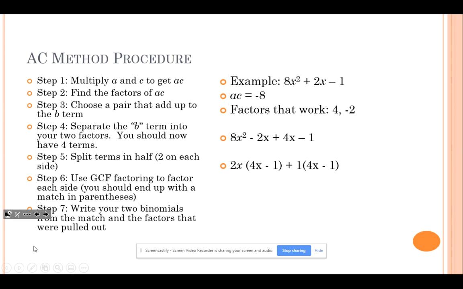At this point, I'm going to write my two binomials from the match and the factors. So I end up with 2x plus 1 and 4x minus 1.